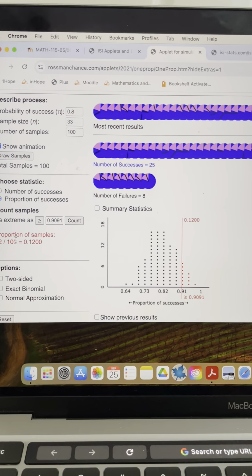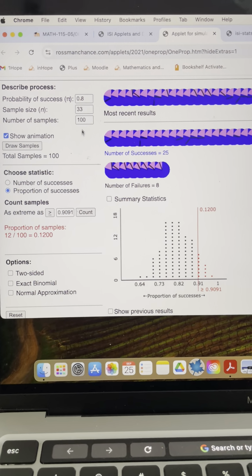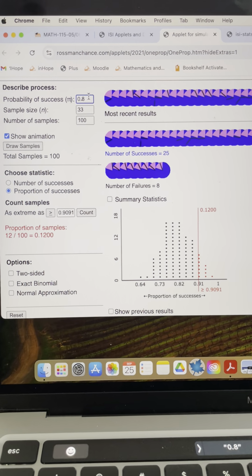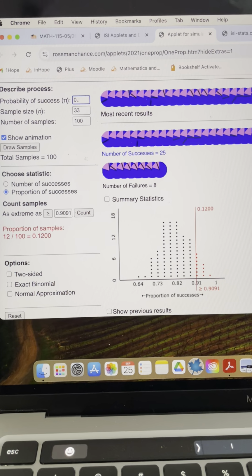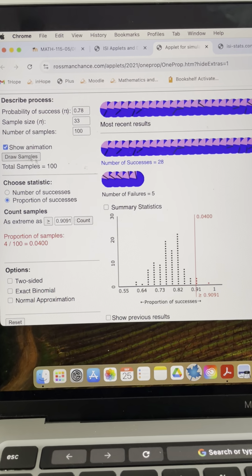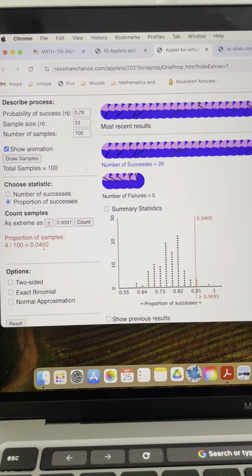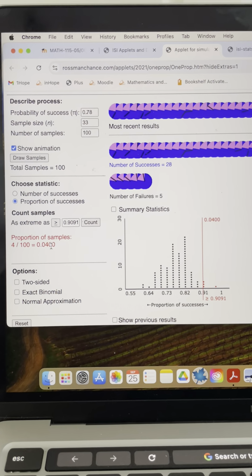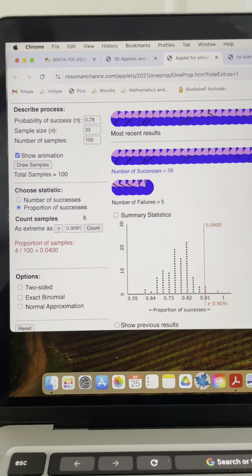So our p-value is 0.12. So I'm going to back this down. I want to see if there's something closer to the 0.05. So I'm going to try 0.78. And I'm going to hit reset, and I'm going to go ahead and draw samples. Ooh, so 0.78 got me 0.04. I'm trying to be above or at 0.05 to find the left-hand mark.